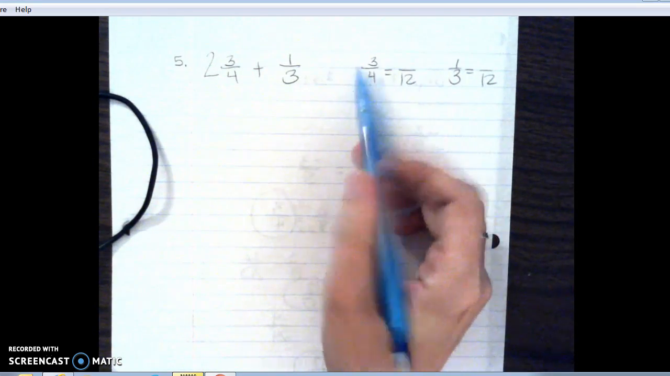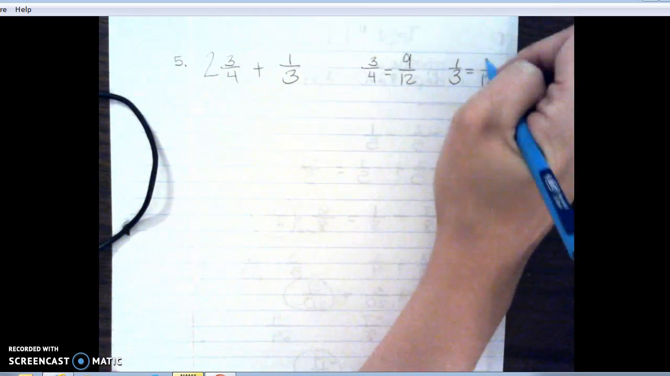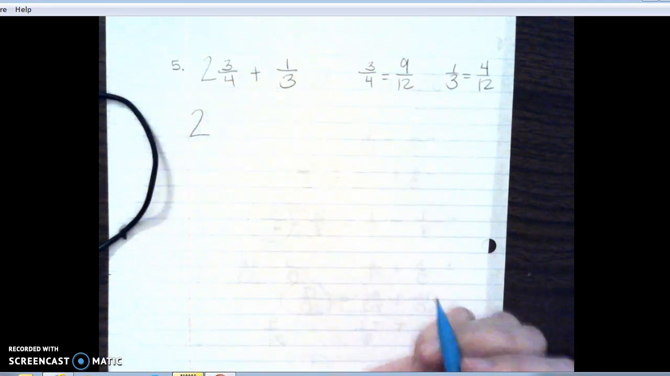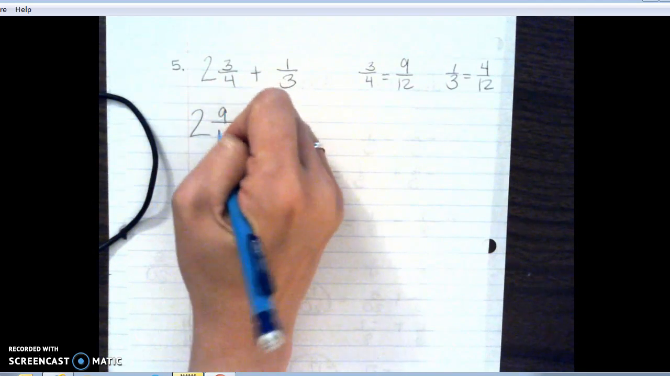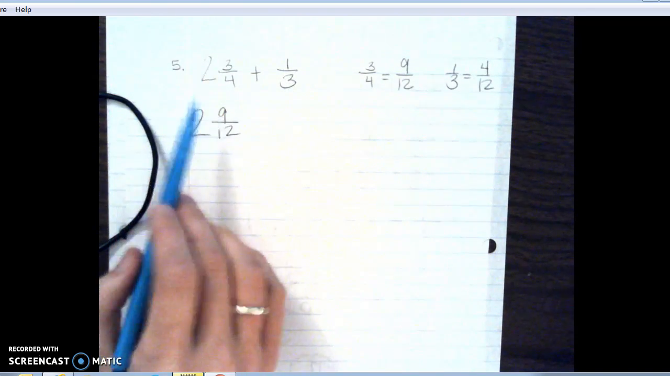From here, I'll multiply by 3. 3 times 3 is 9. From here, I multiply by 4. 1 times 4 is 4. So my new fraction is 2 and 9/12. And the reason I have a 2 is because I always have a 2. I don't get rid of that 2.